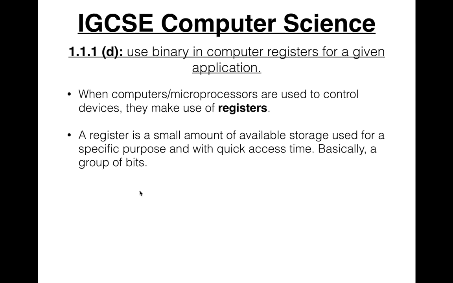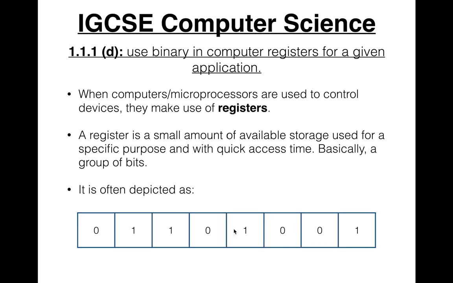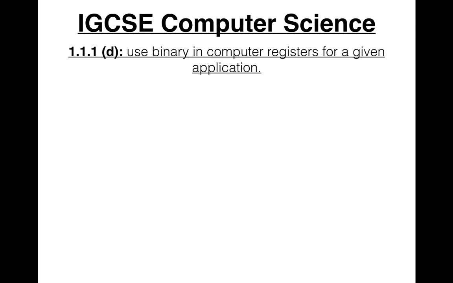If you remember binary, we know from the last video that data is stored using bits, bytes, and kilobytes, megabytes, and so on. Remember that it's all a bunch of ones or zeros, a bunch of bits. So a register is basically a group of bits. It's often depicted as something like this. So we'll look into it right now.